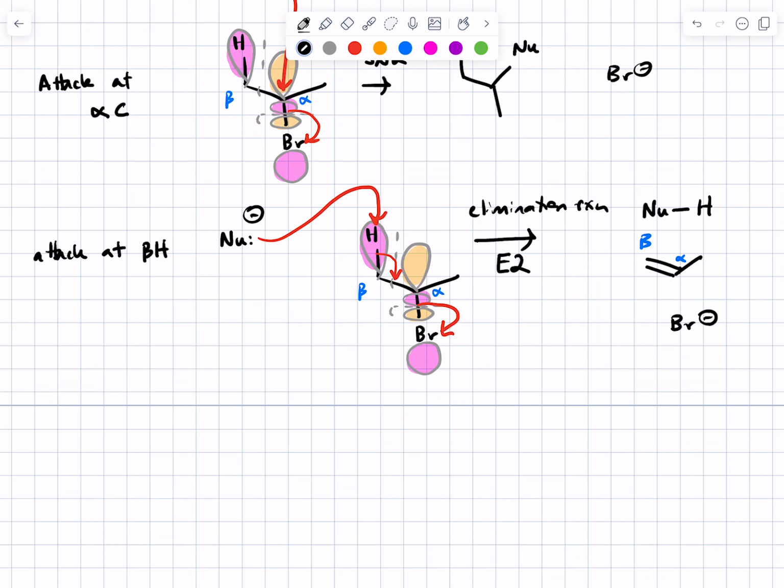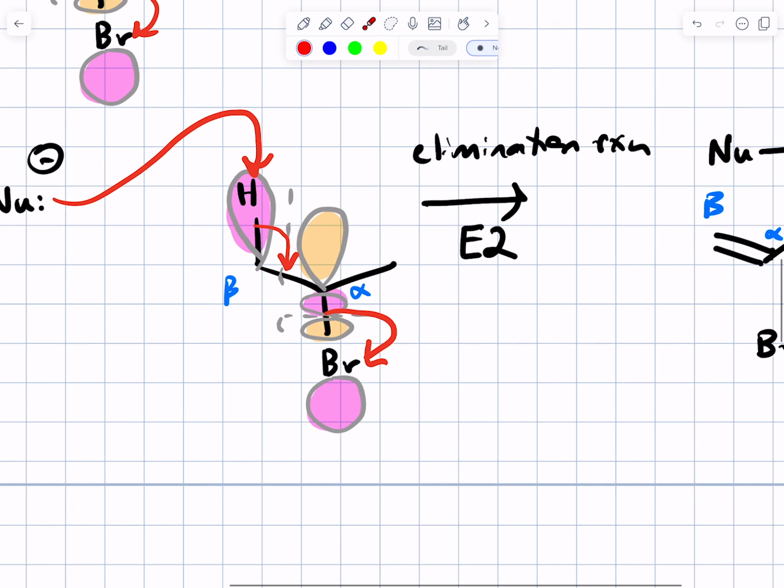So these are two possibilities that compete with each other. A nucleophile can attack either at the alpha carbon or at the beta hydrogen. If you attack at the beta hydrogen, you break the bond between the beta hydrogen and the beta carbon. The electrons in that bond go to form a new pi bond between alpha and beta carbons. And then you have to break the bond between the alpha carbon and the leaving group.